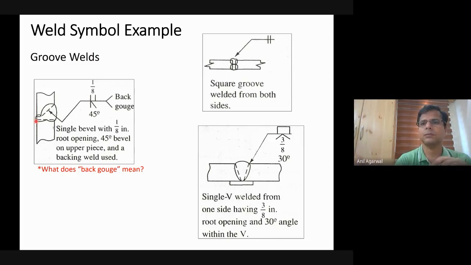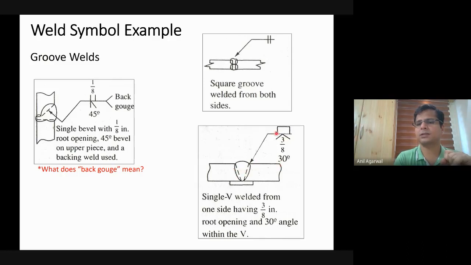Okay. If it is a square groove, you just need to mark square. So if it is a square groove with welding only from one side, you just mark it on one side. If it is to be welded on both sides, then you mark the square on both sides. Similarly, if it is a V to be welded only from one side, you can see that the V is cut and it is welded only from the top. So you draw a V shape like this. 3/8 corresponds to the root opening. Okay, so this is the root opening, 3/8, and then the angle is 30 degrees. So the total angle is 30 degrees.